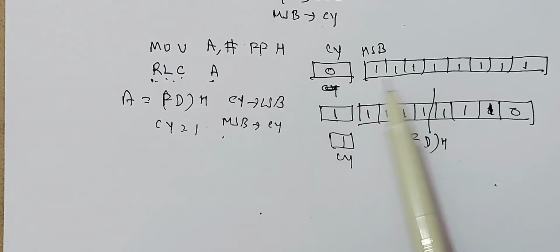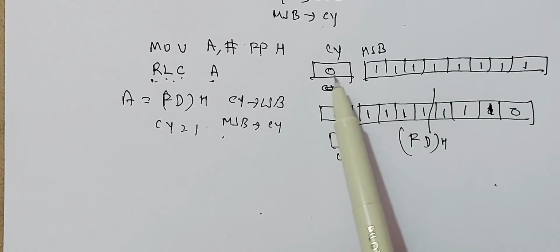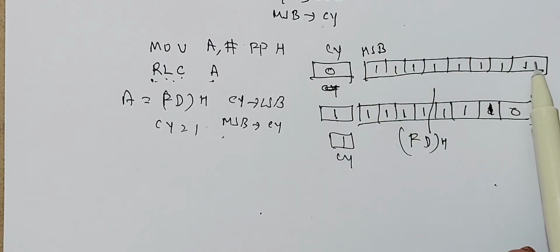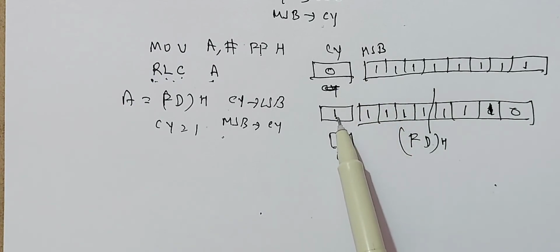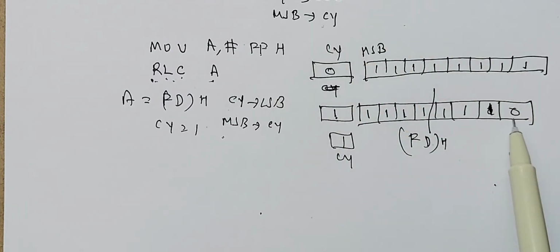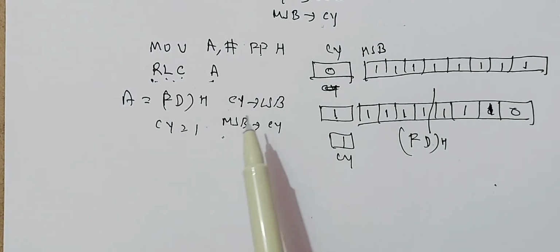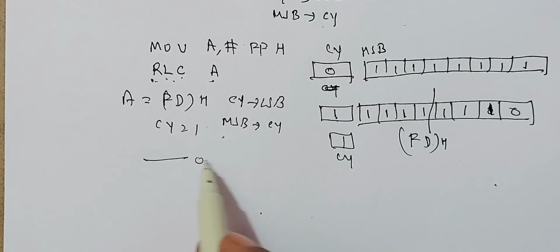Then each bit is shifted to the left side. While shifting, MSB goes to carry, carry goes to LSB. Therefore, put the MSB in the carry box and put the carry box value in the LSB box. Then you get this value. Then A is equal to FDH. In this way, you can perform rotation to the left of any content along with the carry.